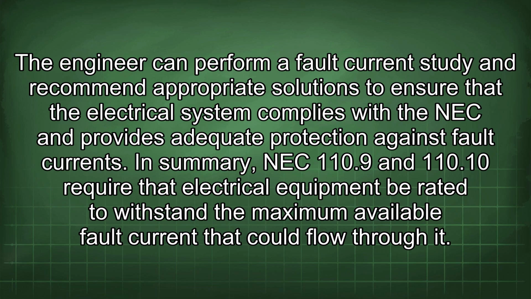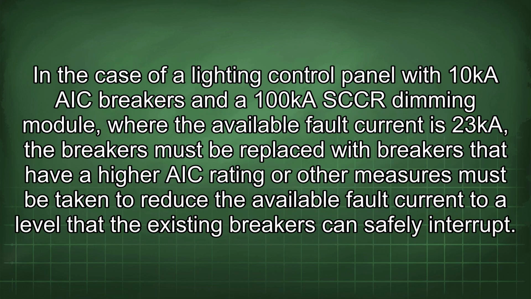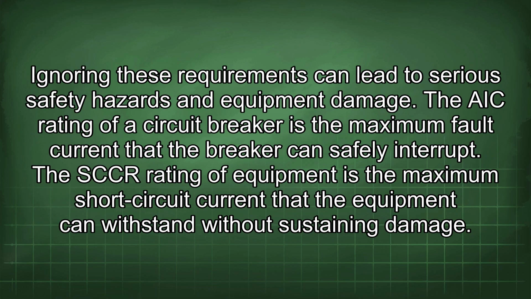In summary, NEC 110.9 and 110.10 require that electrical equipment be rated to withstand the maximum available fault current that could flow through it. In the case of a lighting control panel with 10K AIC breakers and a 100K SCCR dimming module, where the available fault current is 23K, the breakers must be replaced with breakers that have a higher AIC rating, or other measures must be taken to reduce the available fault current to a level that the existing breakers can safely interrupt. Ignoring these requirements can lead to serious safety hazards and equipment damage.